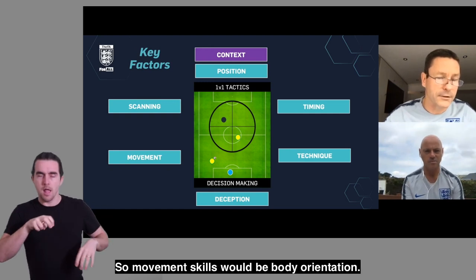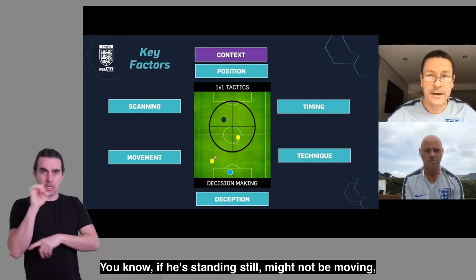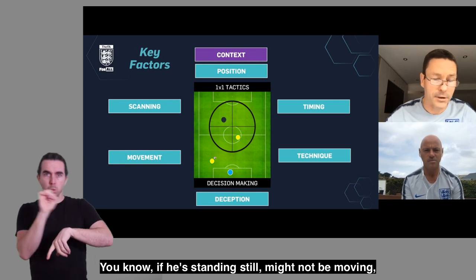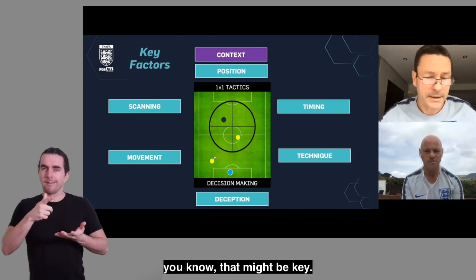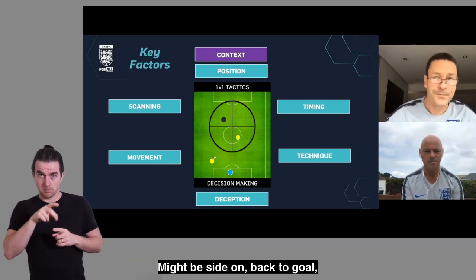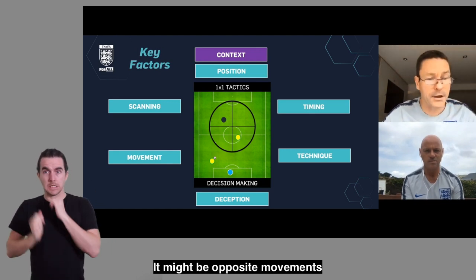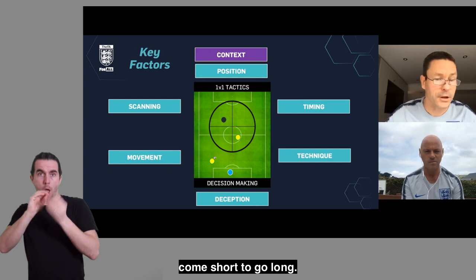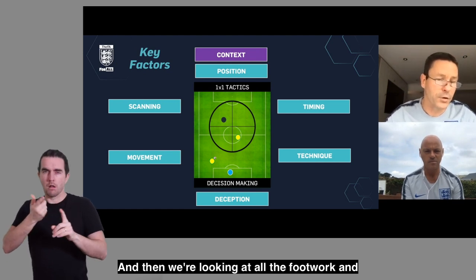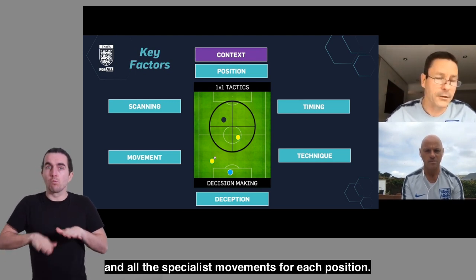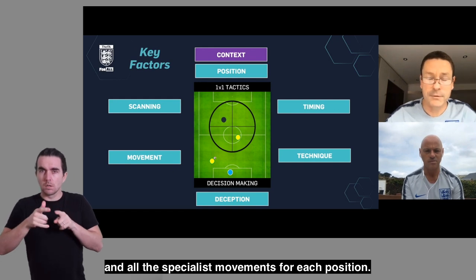And then chunking it down into movement. So movement skills would be body orientation. You know, is he standing still? Might not be moving. That might be key. Might be side on, back to goal, ready to sprint forward. It might be opposite movements, come short to go long. And then we're looking at all the footwork and all the specialist movements for each position.